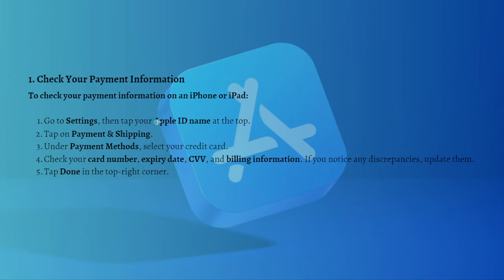So to check your payment information on an iPhone and iPad, you can go ahead and follow these steps right here. So first, just go into your settings app and then tap on the Apple ID name at the top of your settings, and then in there, just tap onto the payment and shipping. And under the payment methods, select your credit card and check your card number, the expiry date, the CVV, and the billing information. So if you notice any discrepancies, just update them, and after doing so, just tap the done in the bottom right corner of your screen.